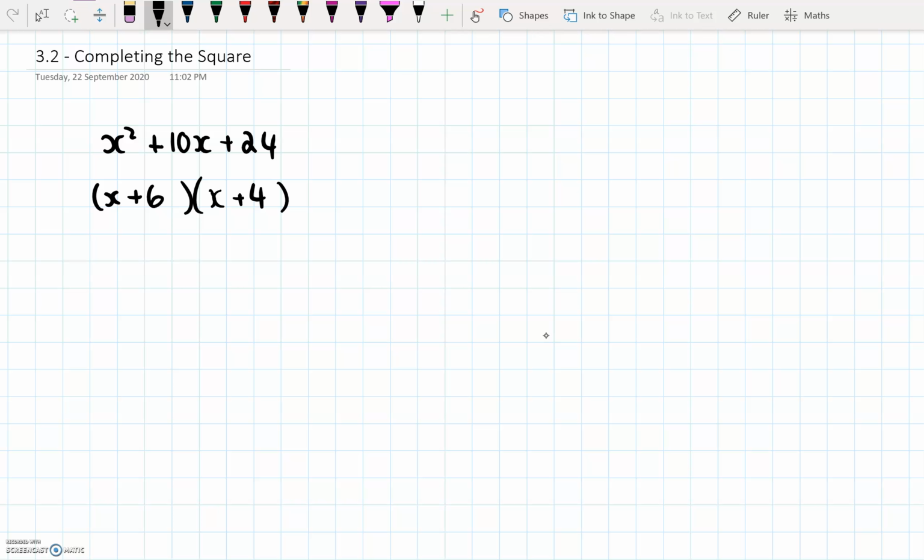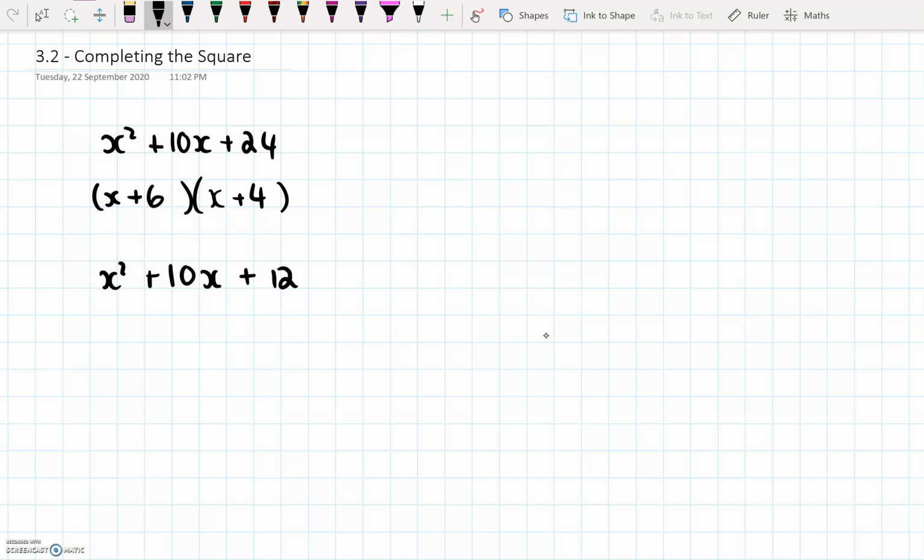Now, if you get an equation that instead is something like x squared plus 10x plus 12, this can't be factorized. Okay, so this is in a different situation. So we're going to use a technique called completing the square to make this easier to work with. It has multiple purposes later on in maths, but for now it will just be so that you can solve the equations easily.